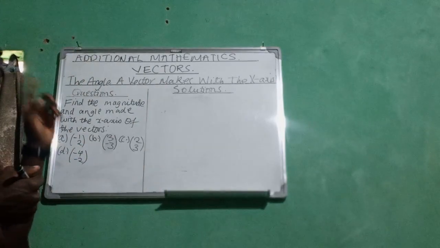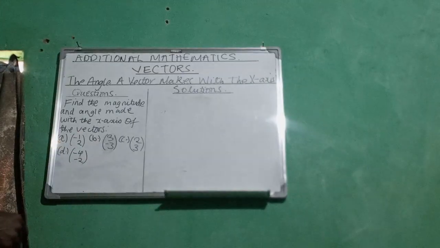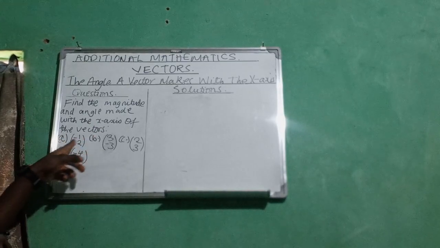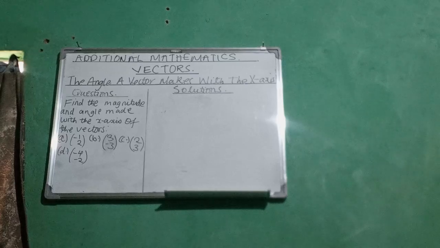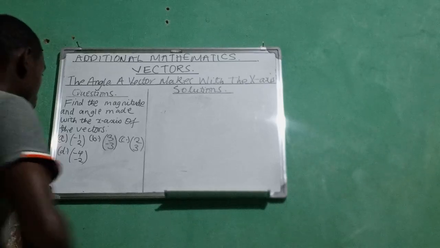The subtopic is the angle a vector makes with the x-axis. Then we have questions here. You need to find the magnitude and the angle made with the x-axis of these vectors right there. Alright, so let's get on with the question.